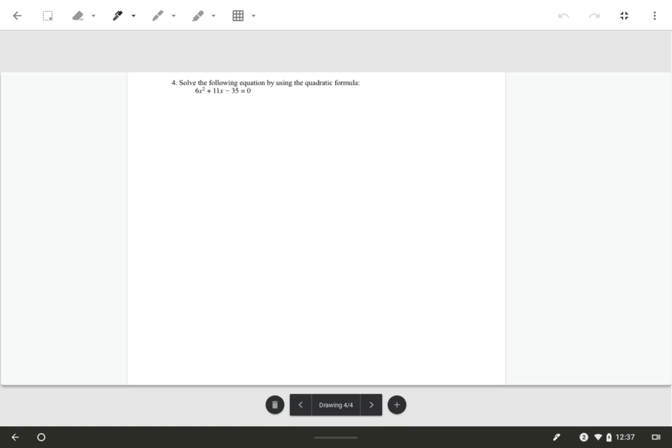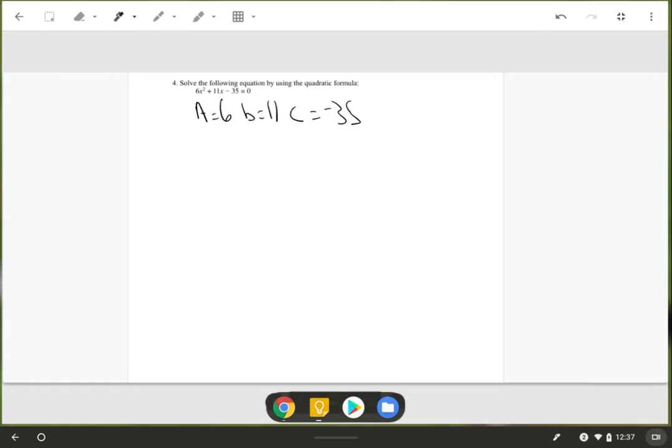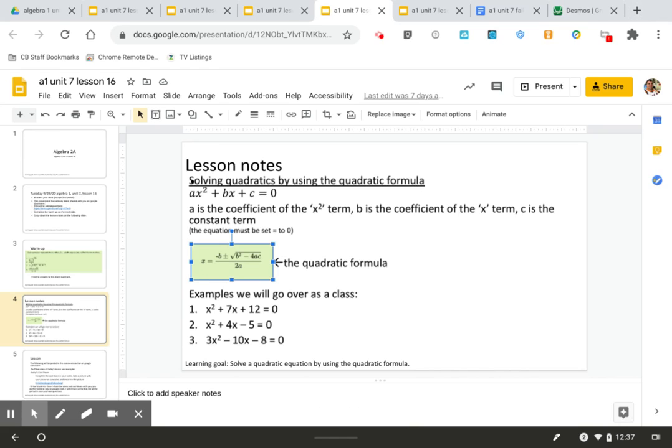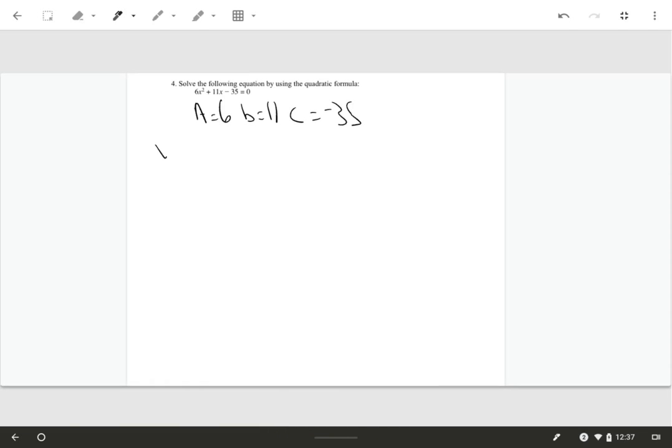So in this particular one, if I identify A, B, and C, A in this case is going to be 6. B is going to be 11. That's the coefficient of the x term. And C is going to be negative 35. Okay? And then I'm just going to use this formula. So x equals negative b plus and minus the square root of b squared minus 4ac divided by 2a. So if I do that over here, I'm going to end up with x equals negative b plus and minus the square root of b squared minus 4 times a times c divided by 2 times a.